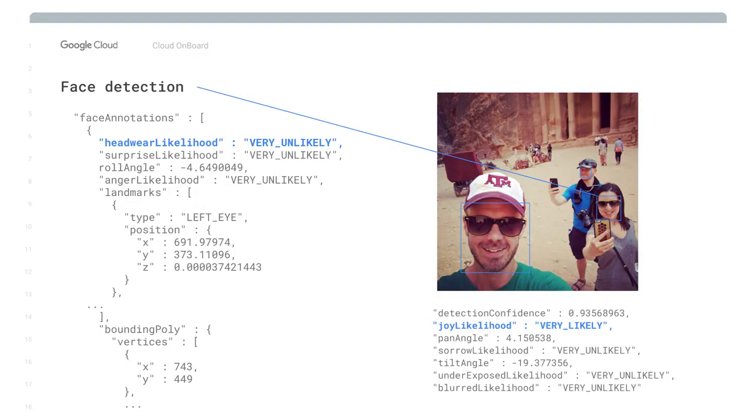Here's an example of what the JSON response looks like for face detection. It's a picture a Googler on our team took with two other teammates on a trip to Jordan. It returns an object for each face found in an image. You can see, as part of the face annotations, some pretty cool attributes like headwear likelihood and joy likelihood.